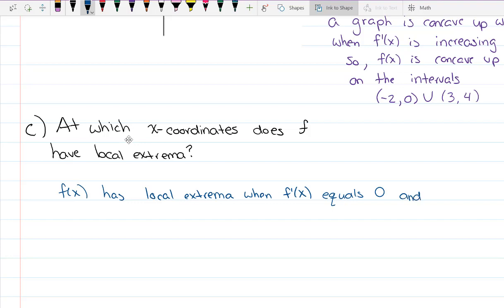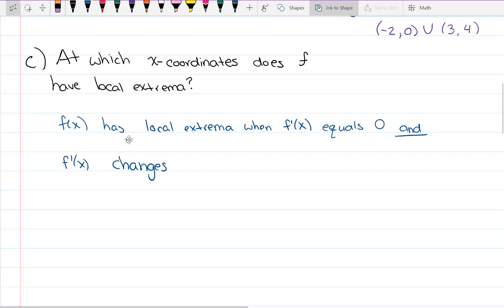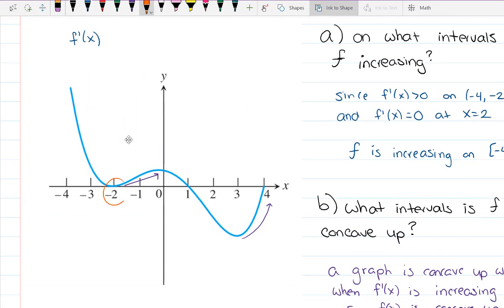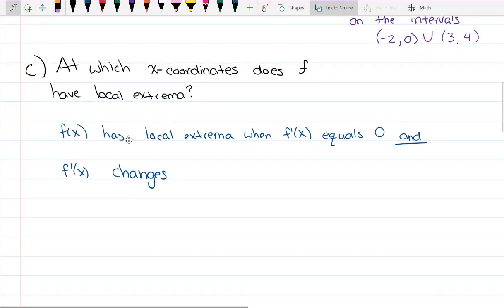and, this is important, and f prime of x changes signs. So this means that not only does the derivative need to equal 0, but it also has to go from positive to negative or negative to positive. So let's look at all the places where the derivative equals 0. So we look at this graph. It equals 0 here, and it equals 0 here. So let's talk about those.